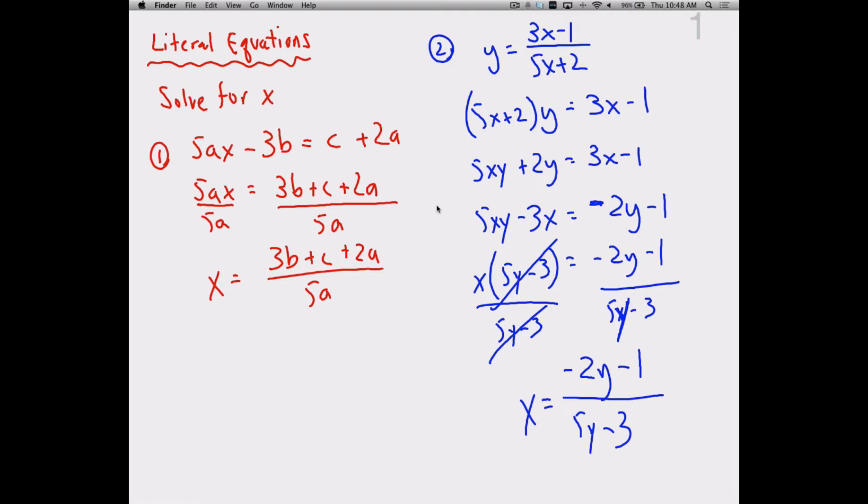Get rid of the denominator by multiplying both sides by 5x minus 2. Distribute the y to each of those, because that's a multiplication problem. We want it as a bunch of addition and subtraction problems. Take anything with an x, move it to the left. Take everything else and move it to the right. Factor out the GCF, divide by everything else, and what you're left with is x on one side and everything else on the other.